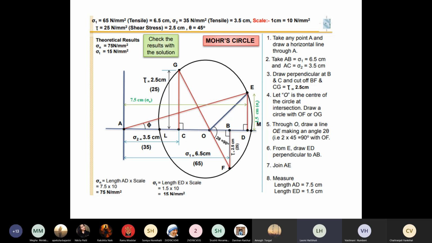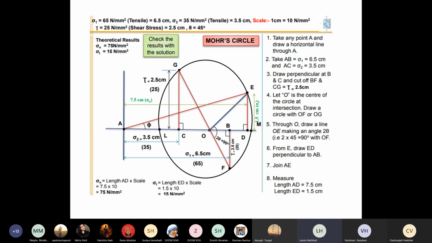So sigma x is equal to 65 Newton per mm square. And remember that is tensile, right? How did you get to know whether it is tensile or compressive? Looking at the diagram. So it has already been given to you, right? So 65 is tensile. Similarly, sigma y, instead of writing sigma y, it is written sigma 2 here. So sigma y is 35 Newton per mm square, right?